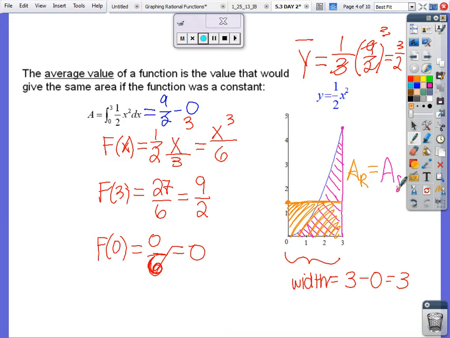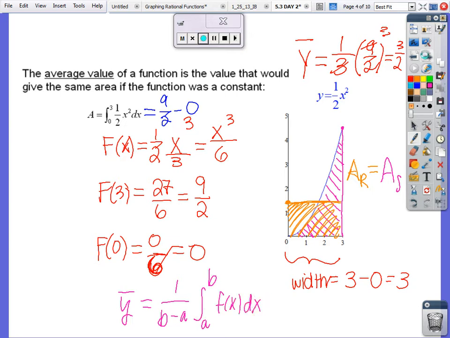So if you look at what's written, it says the average value of a function is a value that would give the same area if the function was a constant. So graphically speaking, it gives you the exact same area if you were to kind of melt down the integral into a rectangle. So again, the formula for average value, and we usually write it this way, is equal to 1 over the width of the interval multiplied by the actual integral.